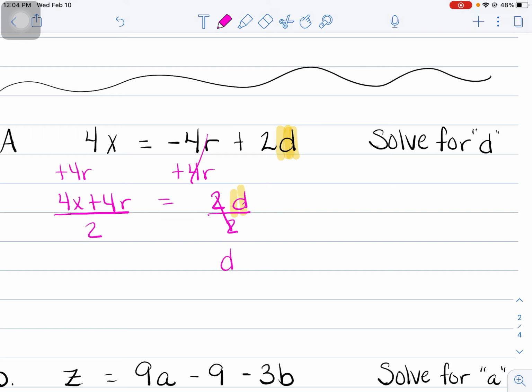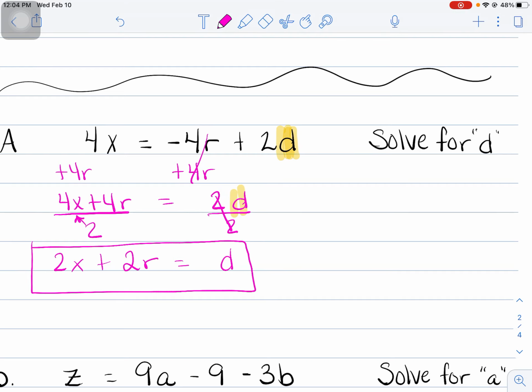I'm left with D. And then this is a monomial, because 2 is one single term, and I have to divide into each piece. So 4x divided by 2 gives me 2x, plus 4r divided by 2 gives me 2r. So my final answer would be 2x plus 2r equals D.